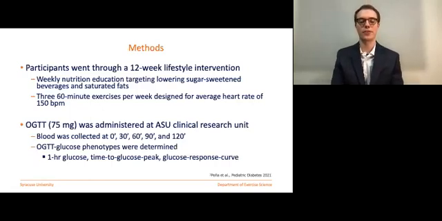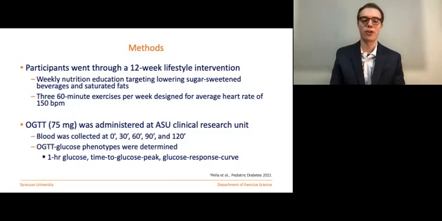The 12-week intervention included weekly nutrition education and 3 days per week of physical activity. The nutrition education classes were delivered by bilingual health educators to the youth and the parents and guardians, and specifically targeted reducing sugar-sweetened beverages and saturated fats in the diets, while emphasizing increasing fruits, vegetables, and fiber in their diet. The physical activity sessions were delivered by certified trainers to the groups and designed to elicit an average heart rate of 150 beats per minute for each 60-minute session, and this was monitored through a heart rate monitor.